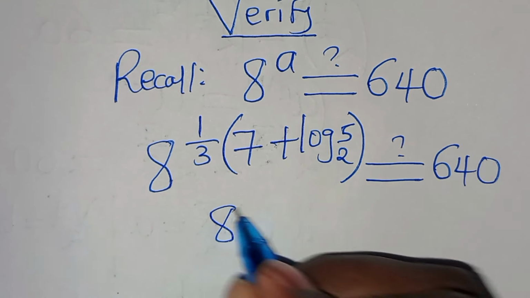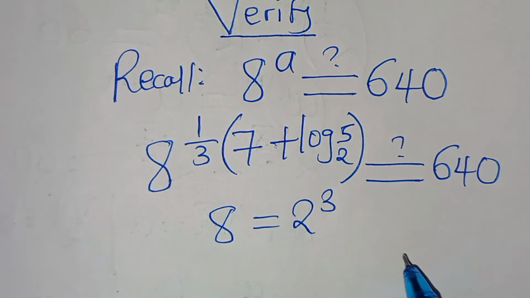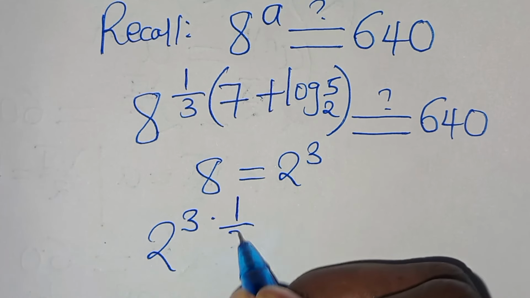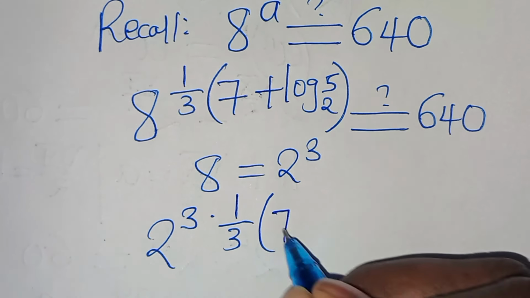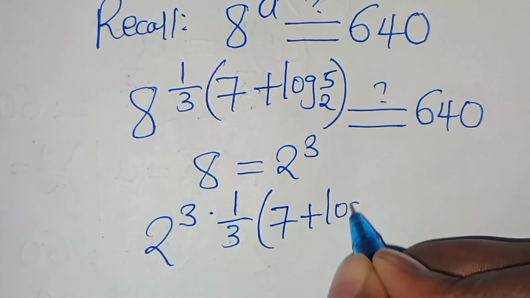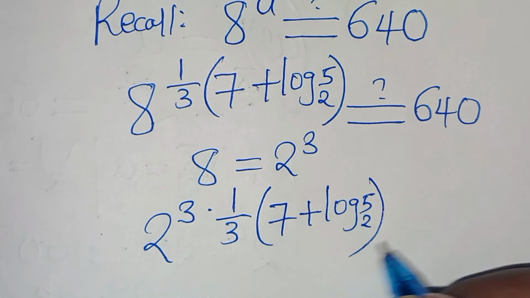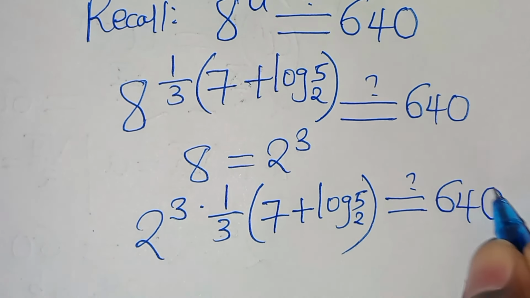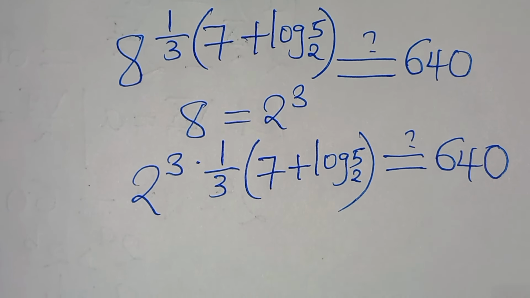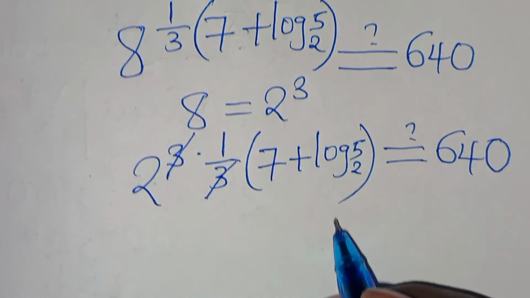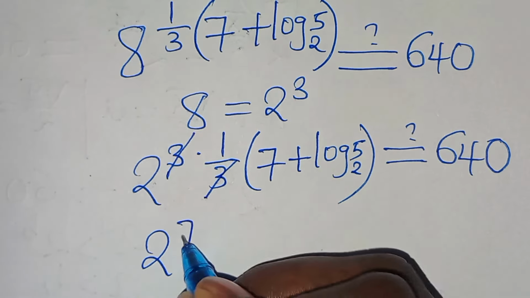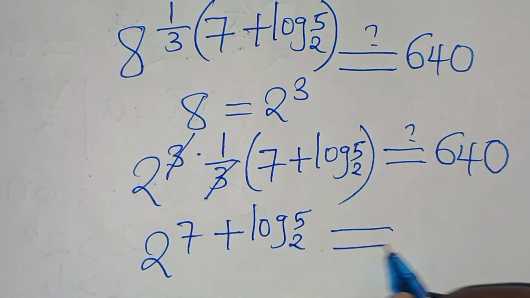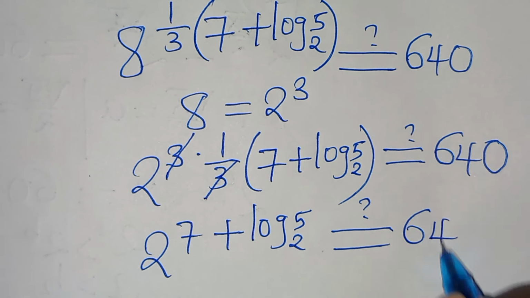Now we can express 8 basically as 2 to the power of 3. So we have 2 to the power of 3 multiplied by 1 over 3 into the parentheses 7 plus log 5 to base 2. This is supposed to give us a value of 640. The next step is we simplify 3 and 3 here so that we have 2 to the power of 7 plus log 5 to base 2. This is supposed to give us a value of 640.